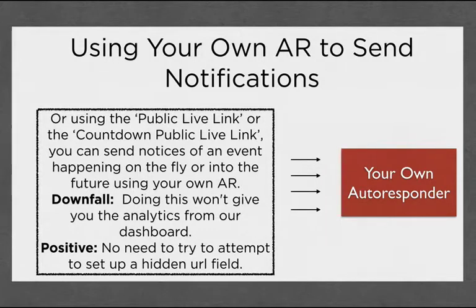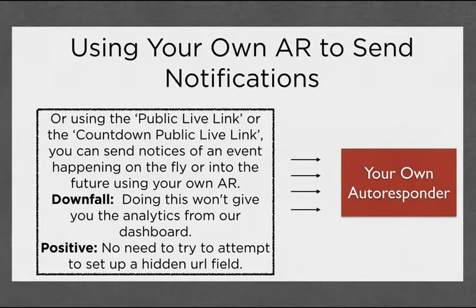But the cool thing is that you can, if you wanted to, simply use your own autoresponder and send them to a future event by taking them to this countdown public live link. So the positives of this is that there's no need to attempt to set up a hidden URL field. However, the downfall is that doing this won't give you the analytics from our dashboard, okay? Because those public live links can't track the data, but they can be used to send out to people when you don't, say, want them to register to come to the event.